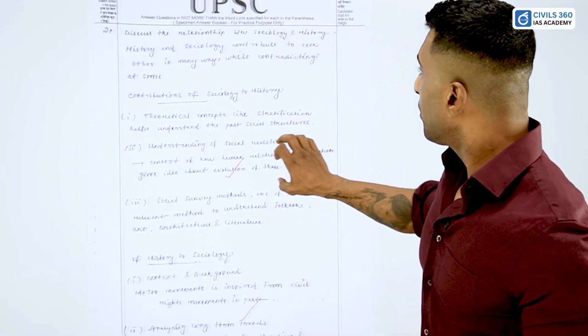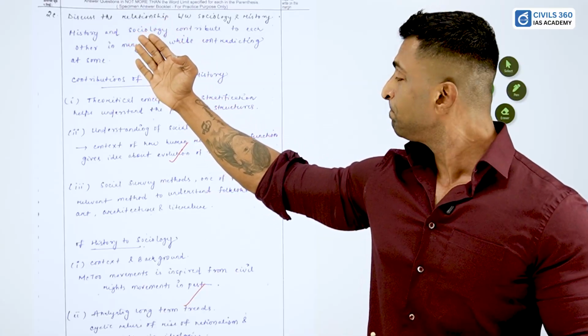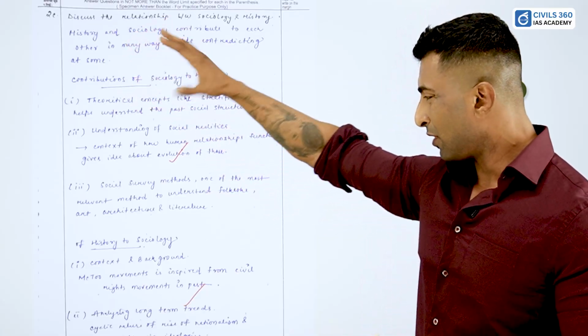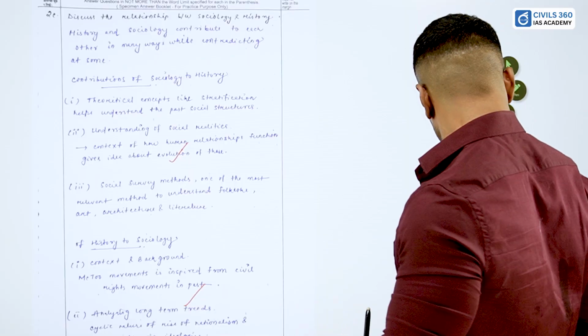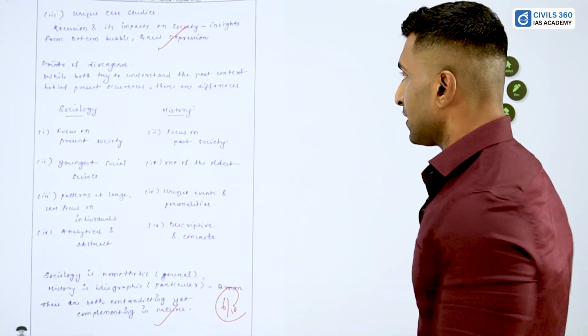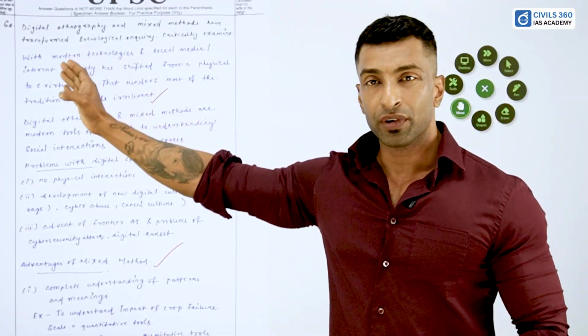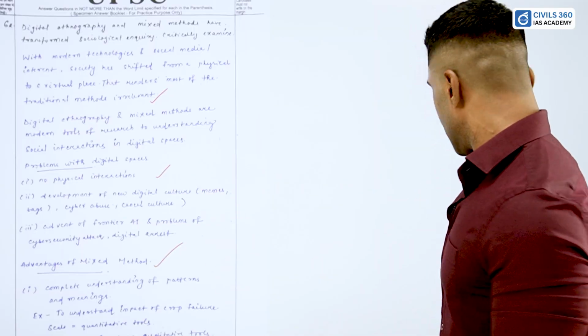Okay. Now, this is a straightforward one. Discuss the relationship between sociology and history. There is no point in discussing the history to sociology connection. So you draw a table, you can write the difference. You got a decent score here. The next one is again a straightforward question, digital ethnography. So I'll just skip this.